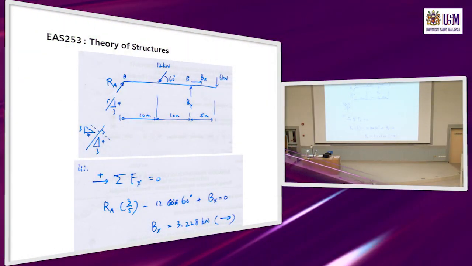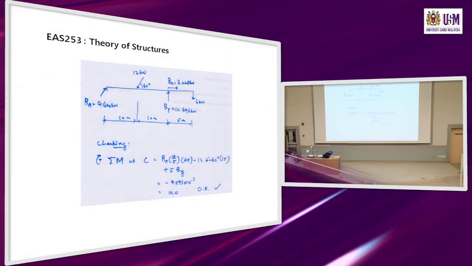Now the last one is to find BX. So make use of this. BX, I assume going to the right, is positive. So RA multiplied by 3 over 5 gives the horizontal component going there. 12 cos 60 is the horizontal component of this load going there. So negative, plus BX, which you assume is going there. If you get positive, the assumption is correct. So indicate the direction correctly in the answer. If you get negative, then indicate that BX is equal to the positive value with the correct direction. Because force is a vector, magnitude and direction are both important. So this is the answer.